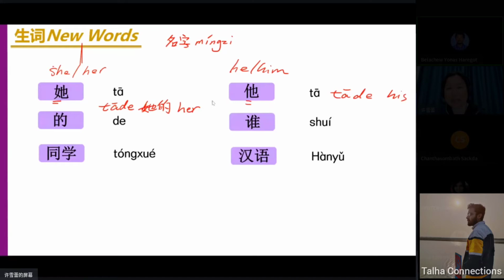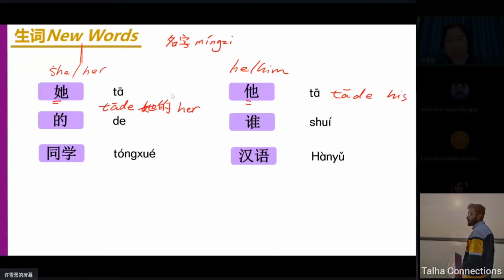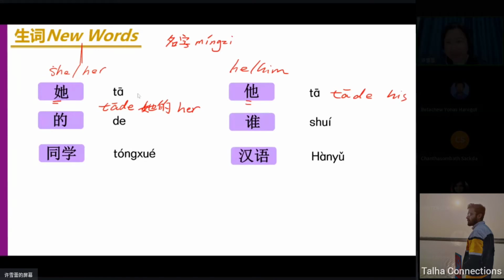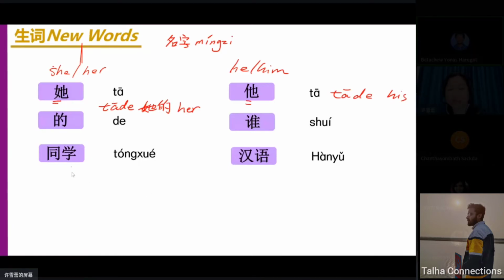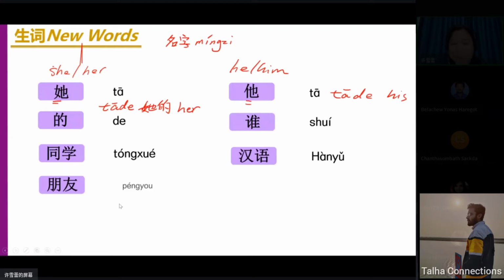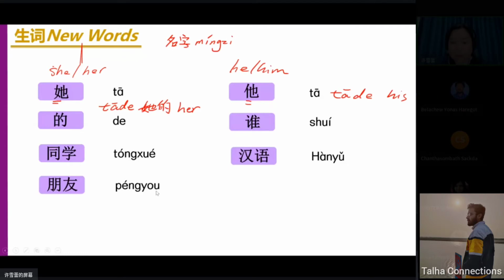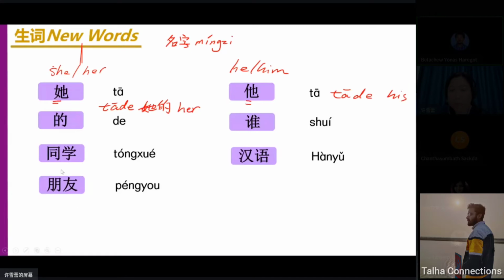Yeah, when you put pinyin ta on your keyboard, you need to choose from the different alternatives, maybe different characters. One is ta, one is another ta. So choose according to the gender. Good. 他的同学, his classmates. Another word. Yeah, another word. 朋友. Peng, you, but neutral tone. 朋友. That is friend. Friend.